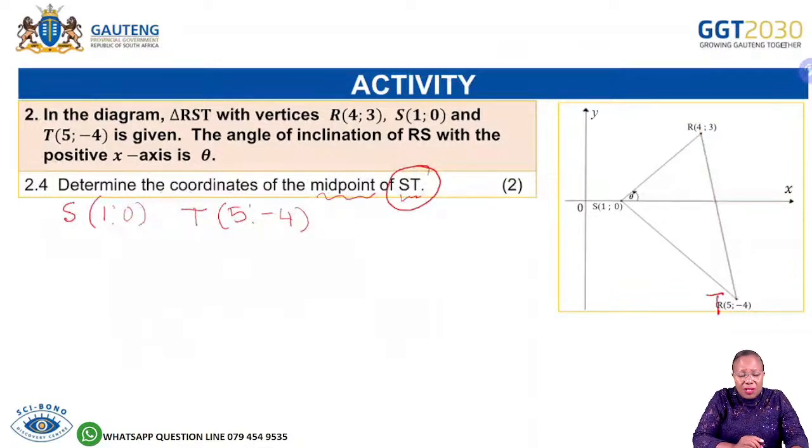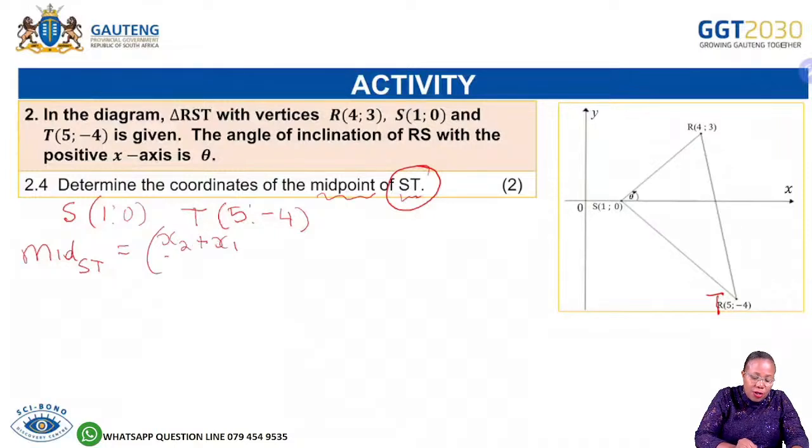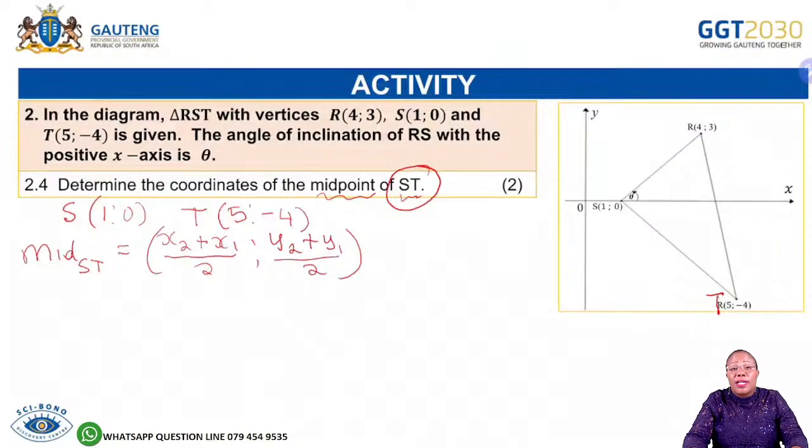Do you still remember the coordinate formula? We are looking at the midpoint of ST, of which will be the x2 plus x1. Be careful, grade 12, it must be a plus for this formula. And the y2 plus y1. Most of the learners encounter mistakes here by writing x2 minus x1, confusing this with the distance formula. This one is a plus, okay?